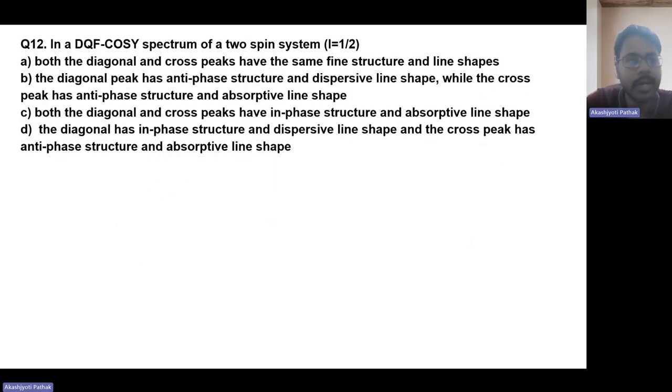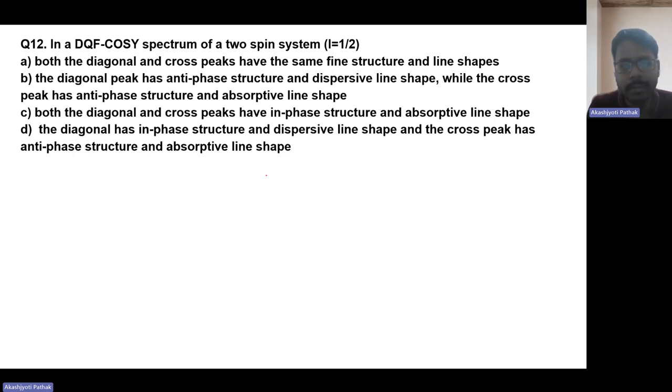Okay. Now try to answer this question. In a DQF COSY spectrum of a two-spin system, both the diagonal and cross peak have the same fine structure and line shape. The diagonal peak has antiphase structure and dispersive line shape, while the cross peak has antiphase structure and absorptive line shape. So what I discussed just now is that in a DQF COSY spectrum, both the diagonal and cross peak have the same fine structure and line shape. They both have absorptive line shape.